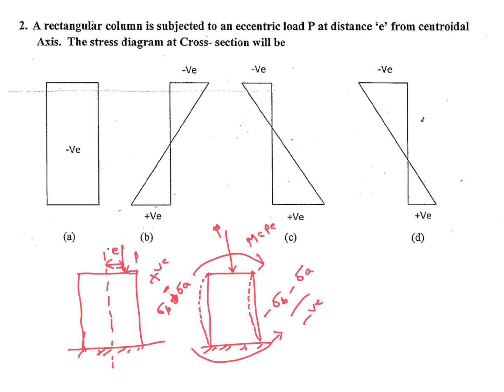So from the options, this one is not possible. B, both are same, positive and negative, so not possible. Here the positive part is more. This is also not possible. So D is the answer.